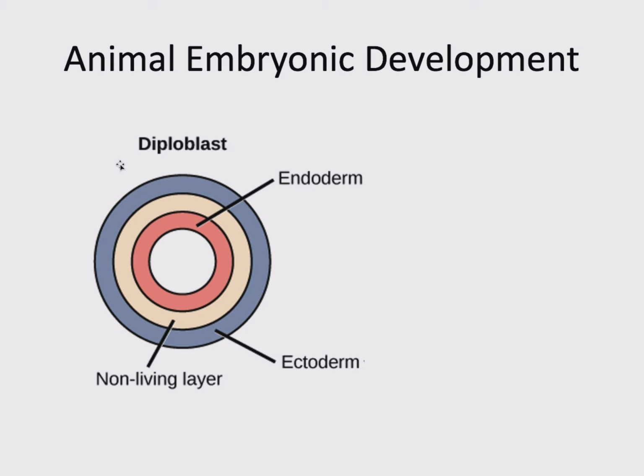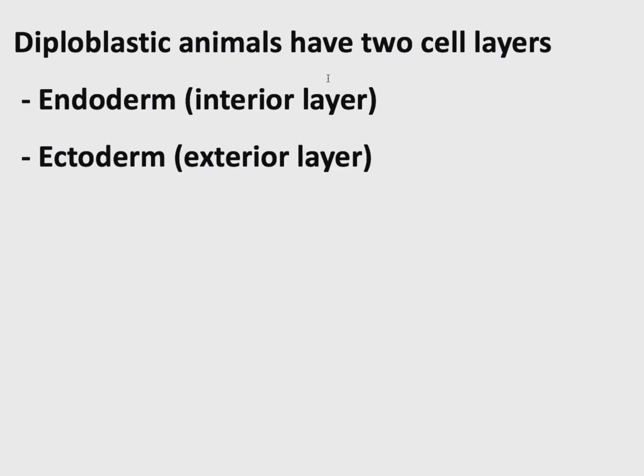So that creates layers of cells on the outside and on the inside. So one way to have a tube-shaped body is to be what's called diploblastic. Diploblastic, di means two. Diploblastic animals have two cell layers, an ectoderm on the outside and an endoderm on the inside, and this non-living layer in between the two of them. So diploblastic animals have two cell layers.